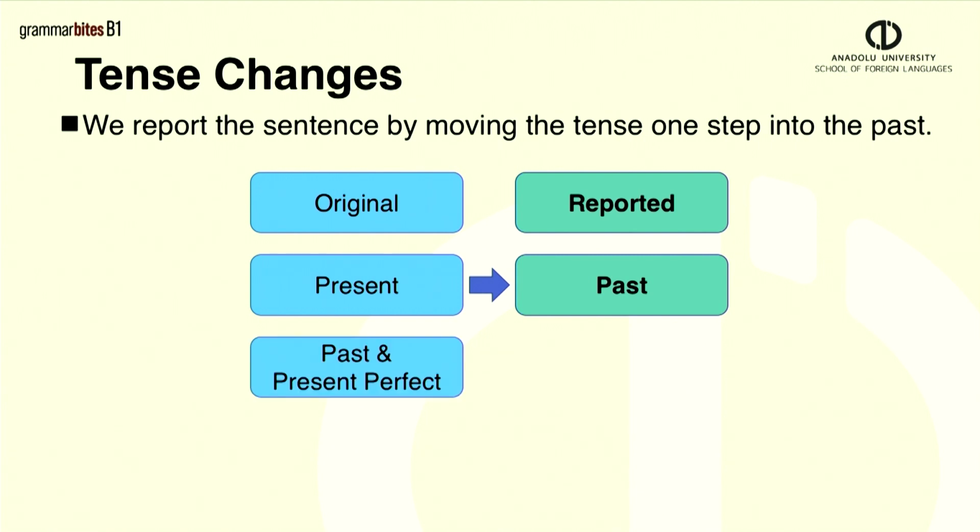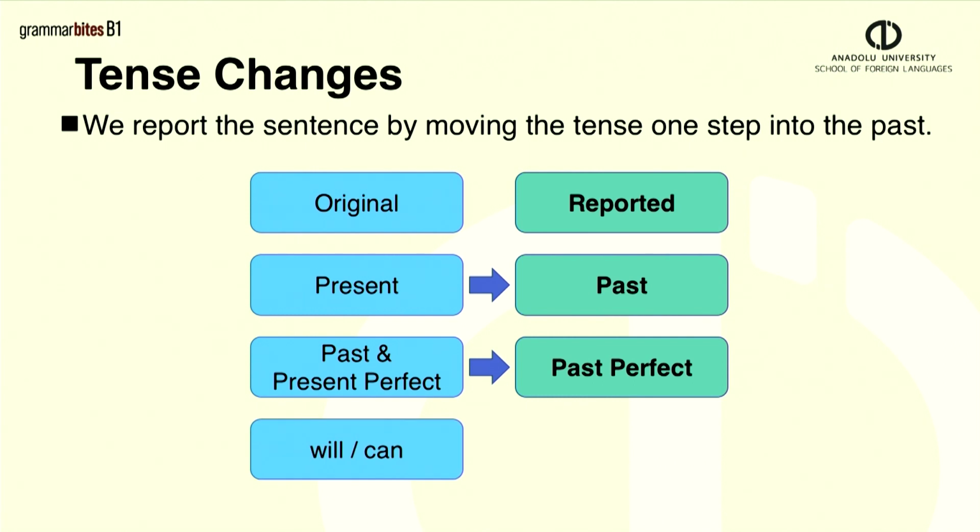Likewise, the past tenses and present perfect tenses also go back one step. They go into past perfect tenses. Some modal verbs also change, such as will and can. They become would and could.